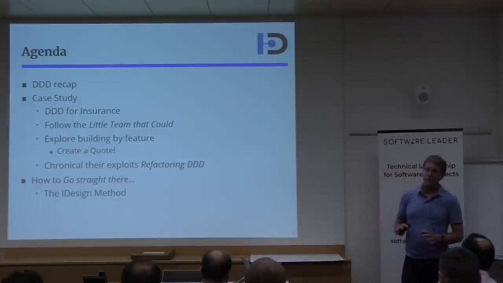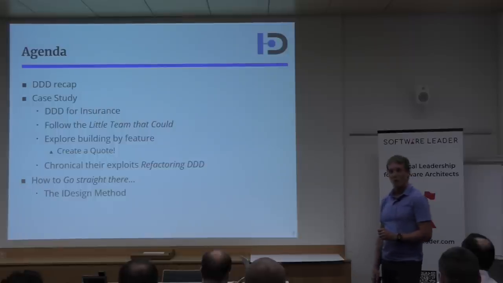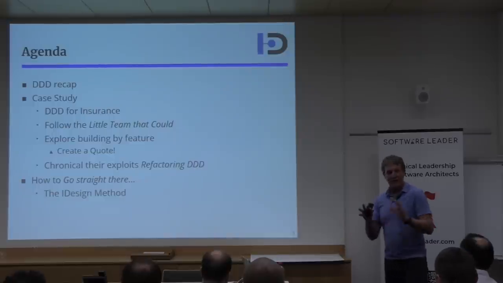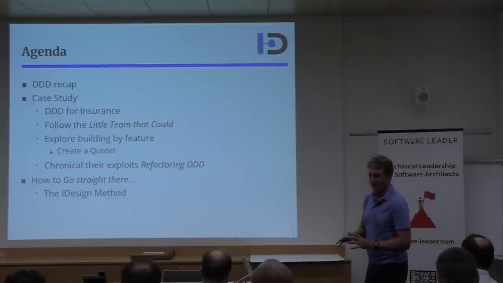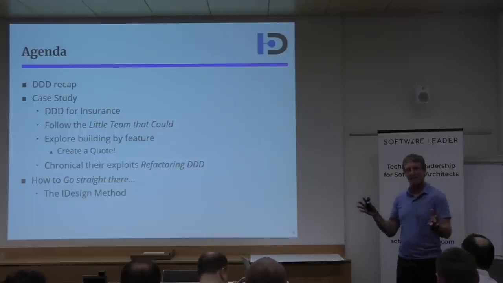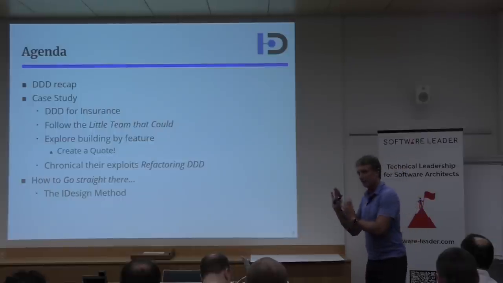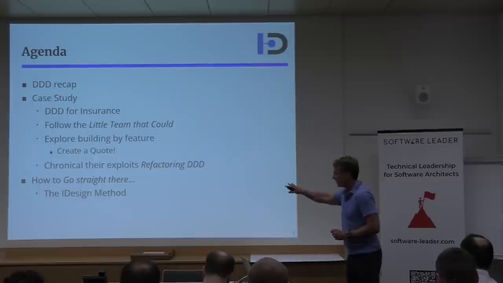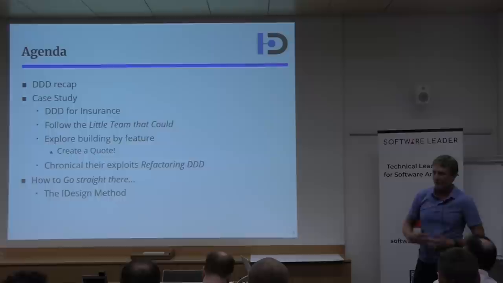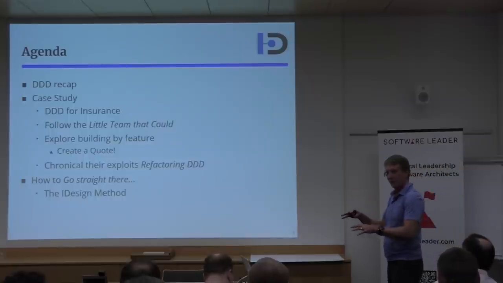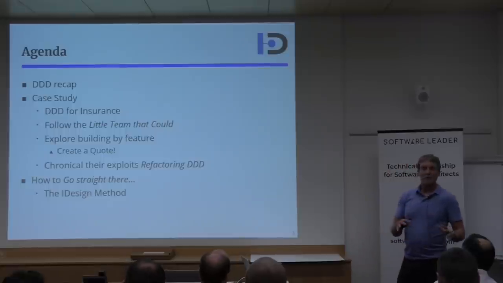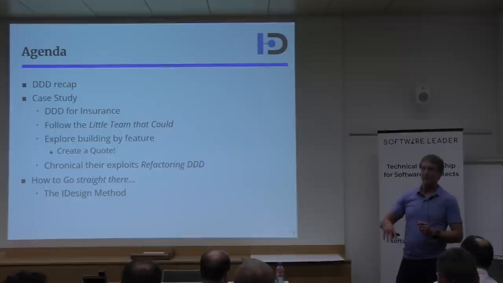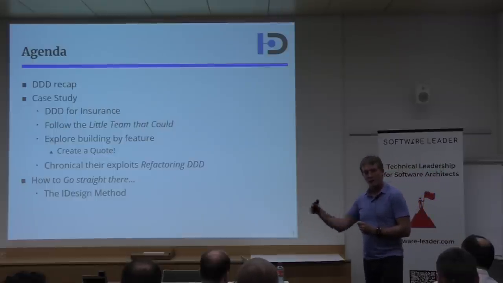We're going to explore one feature in the insurance domain: create a quote. Anyone in the insurance domain? No? When you're outside the domain, everything seems simple. Except when you're in there, you know those processes and flows have dozens and dozens of steps. It's incredibly complex. We're going to simplify that to only 13, but still it has 13 steps. I'm going to chronicle the little team that could's exploits, as they decided to start doing things a little bit differently from everyone else in the whole organization. We're going to conclude by highlighting that our opinion is that with the iDesign method, you can go right there instead of this long, arduous iteration of solving problems as they occur.